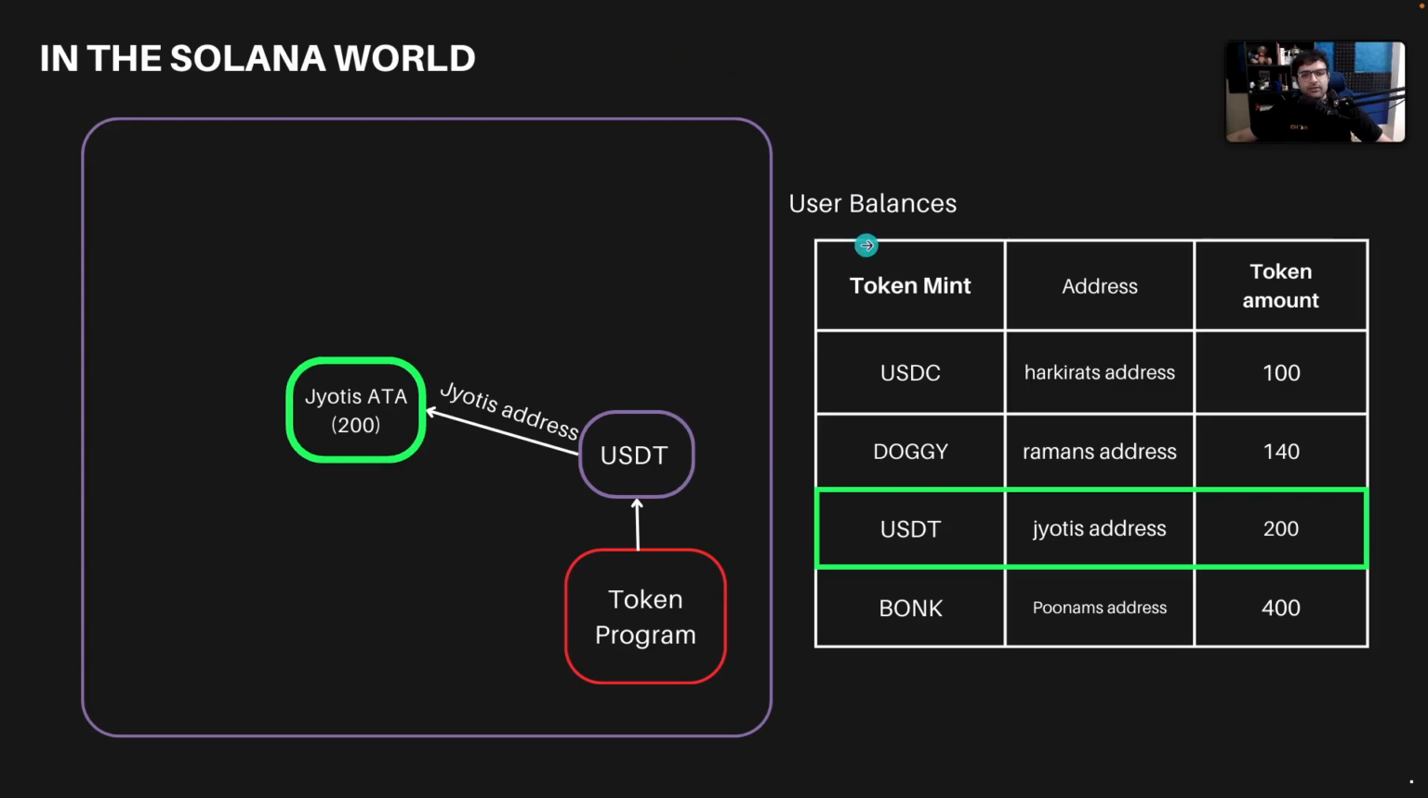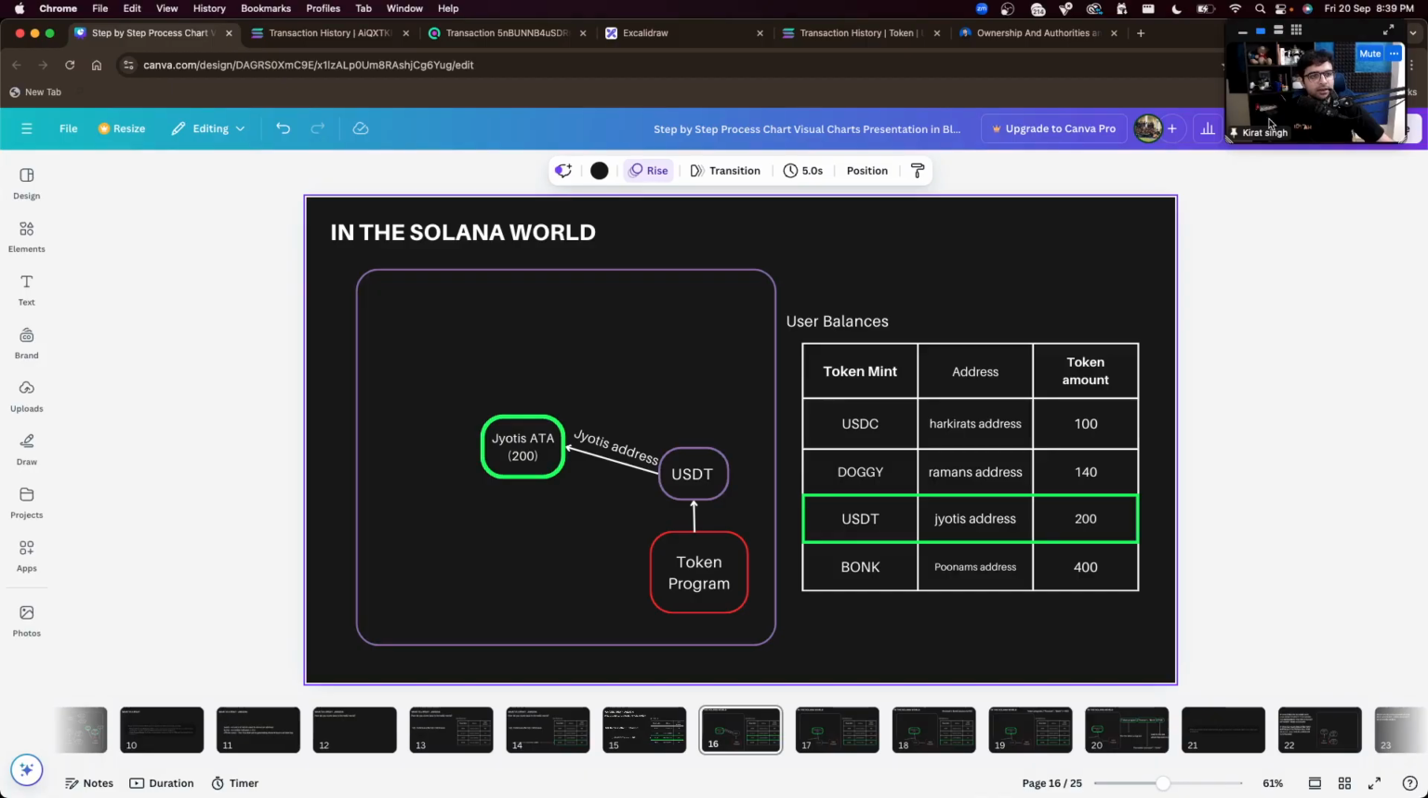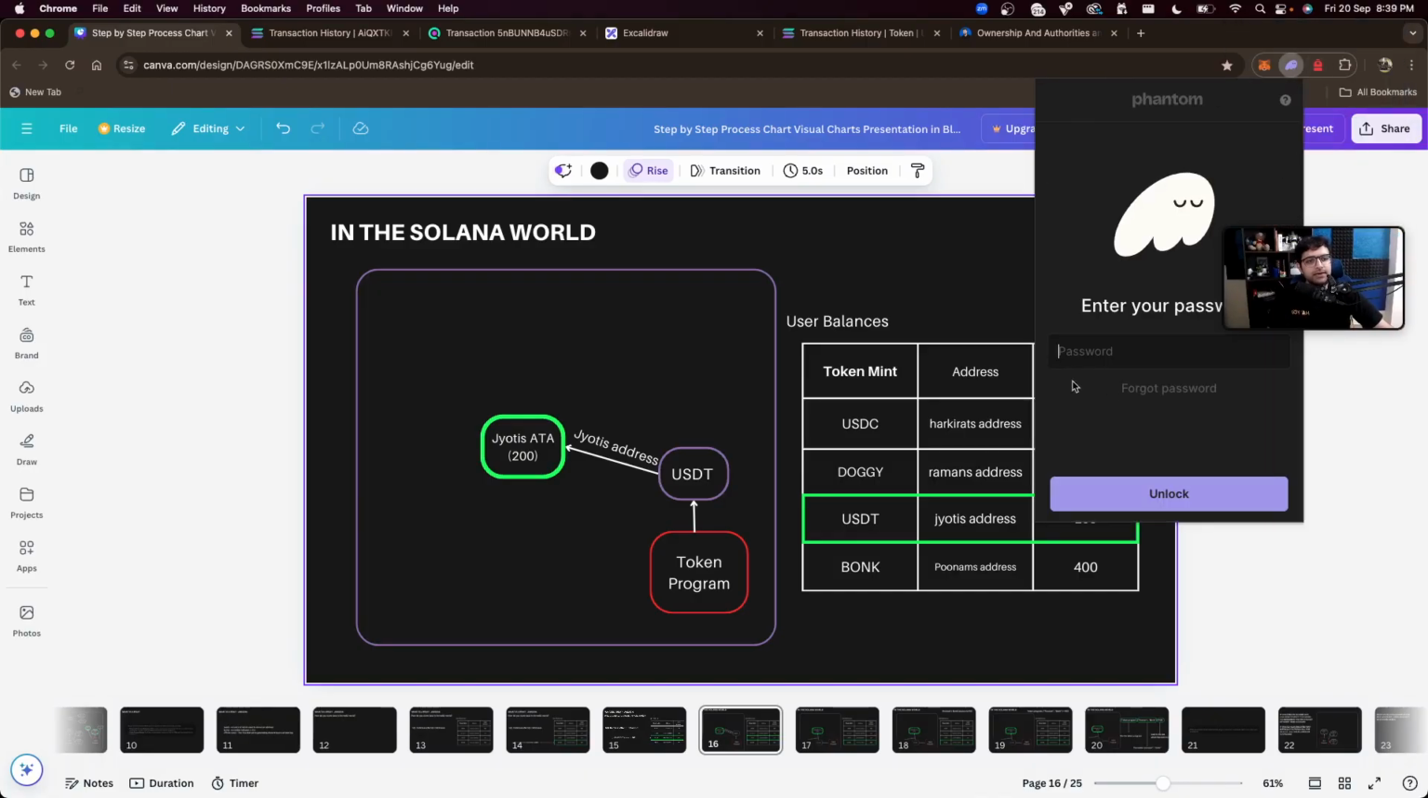So in the Web2 world, this is how you can reach Jyoti's balance. You can run an SQL query. In the Web3 world, specifically for the token program, this is how you can deterministically reach how much Jyoti has. This is what wallets do. If you ever open a wallet, there is no easy way for the wallet to know how much USDT you have.